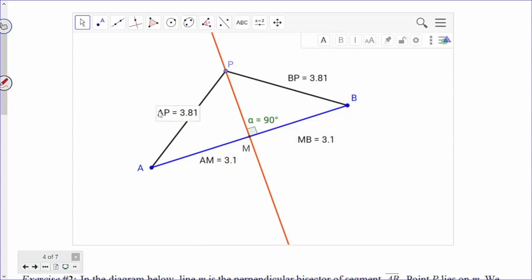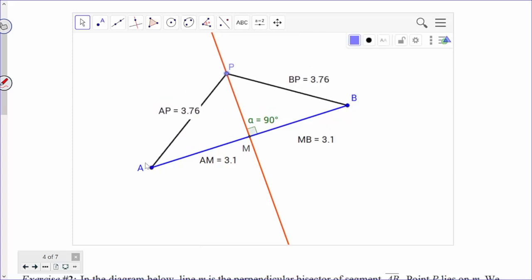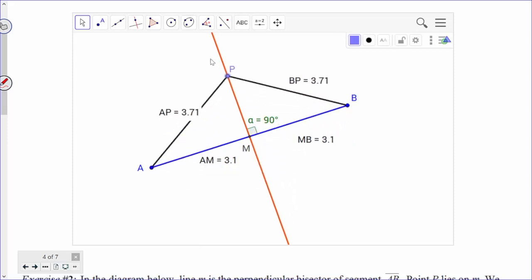But we can see right away that that point P, which lies on the perpendicular bisector, is equidistant from the endpoints of the line segment, 3.76, 3.76. And it doesn't matter where I put that point P, anywhere on the perpendicular bisector, that point is the same distance from one endpoint as it is from the other.